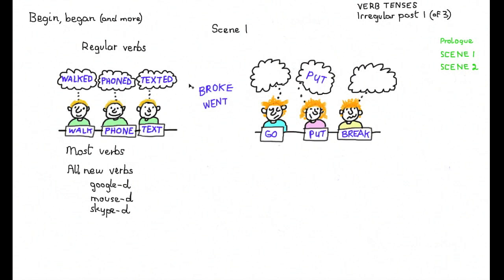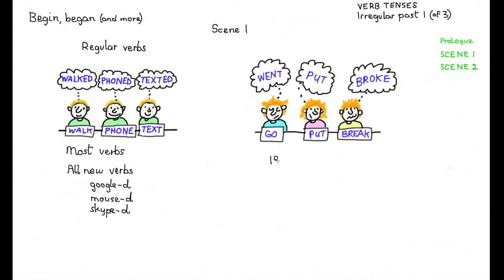And the next one, break, hasn't got a past tense breaked, but a past tense broke, so I'll just put broke over there. And finally, the last one, go, doesn't even have a past tense, so it uses the past tense of another verb, to wend, and we've got went. So there we go. Those are the 3 I've put in the picture.